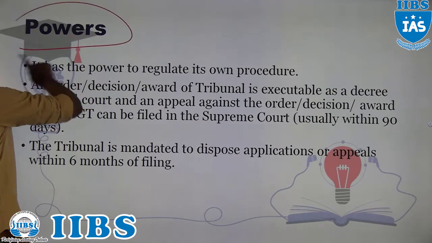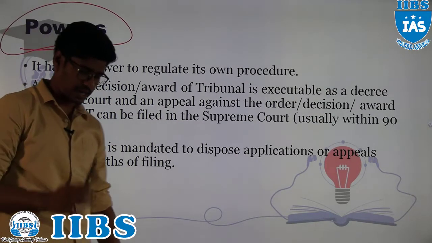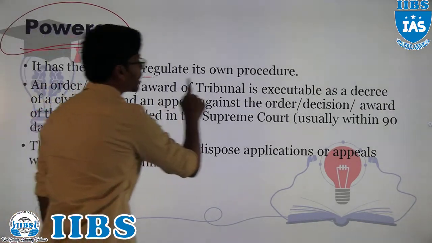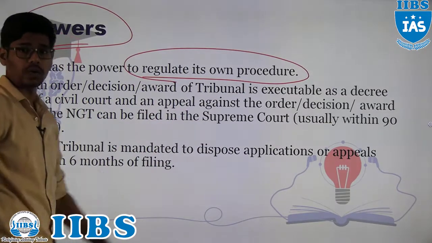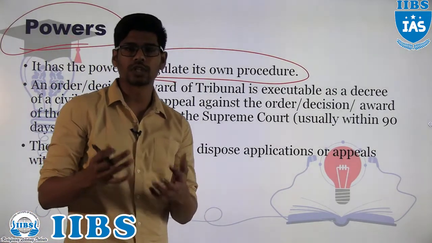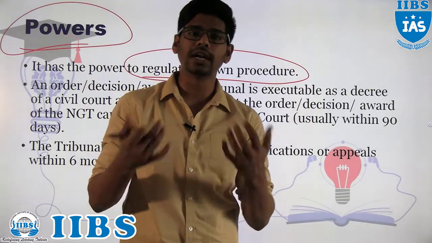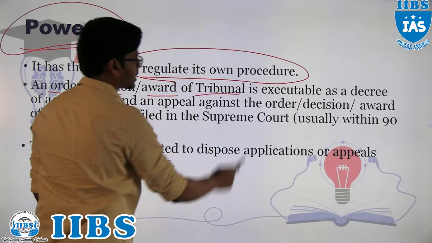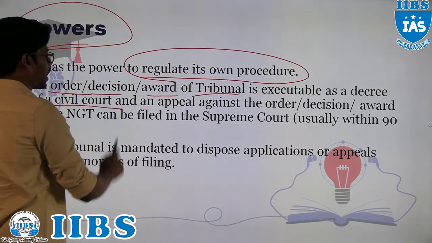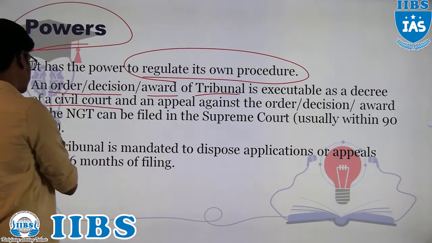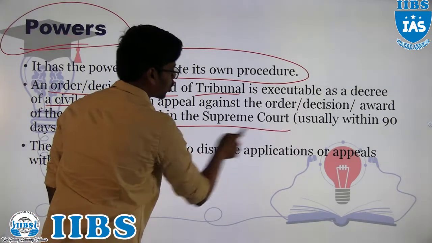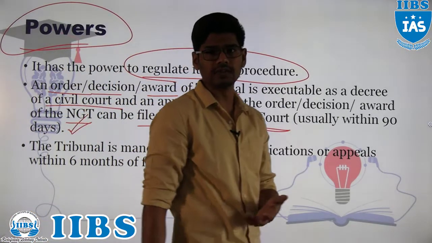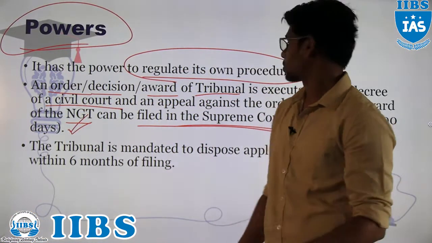And what are the powers it has? The next important point is the powers of the National Green Tribunal. It has the power to regulate its own procedure, how it acts and the principles on which it acts. So it can regulate its own affairs. An order, decision or award of the tribunal is executable as a decree of a civil court. An appeal against the order or award of the National Green Tribunal can be filed in the Supreme Court, usually within 90 days. So if the National Green Tribunal gives a verdict, it is actually binding.